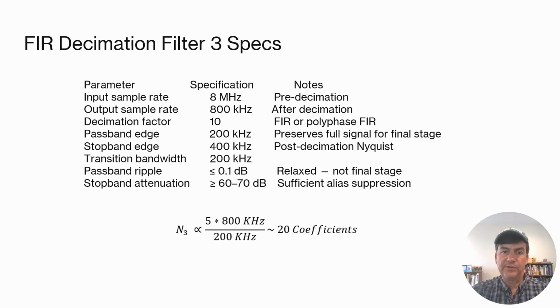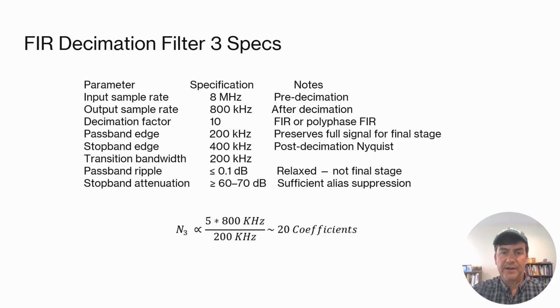Let's design the filter that precedes the final stage FIR. In other words, FIR decimation filter 3. We'll assume a decimation rate of 10, which means the input sample rate is 800 kHz times 10 equals 8 MHz. The output sample rate is therefore 800 kHz.